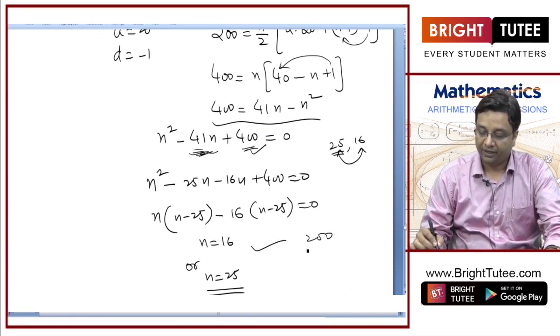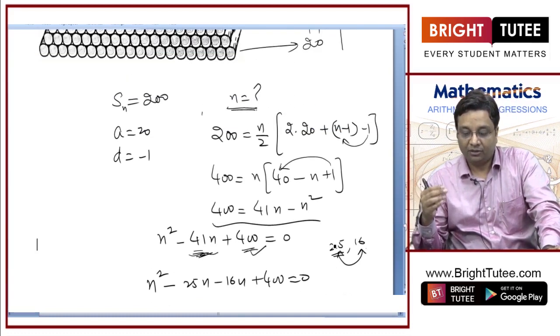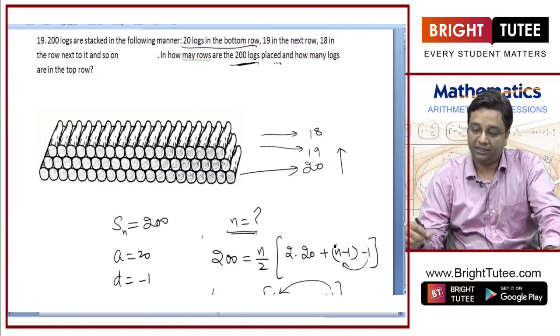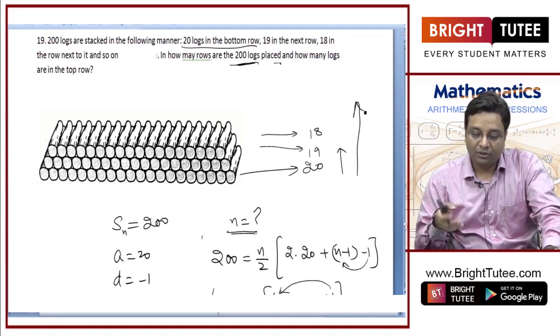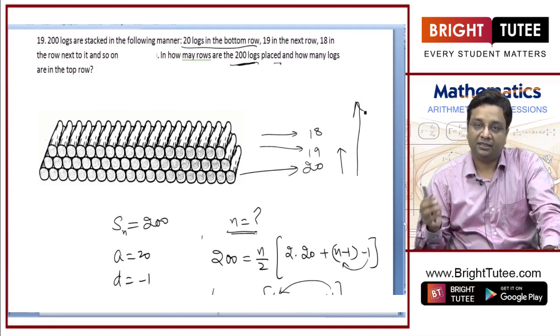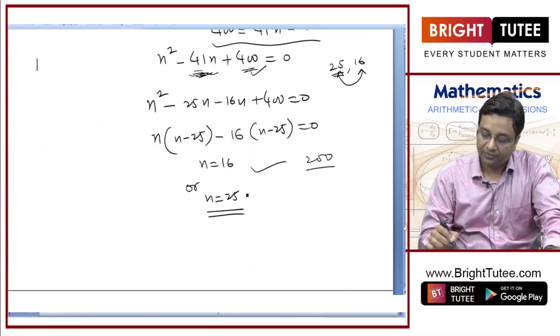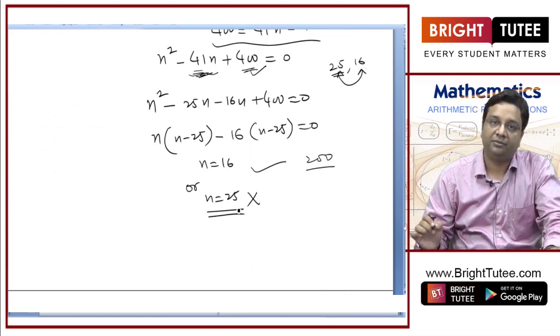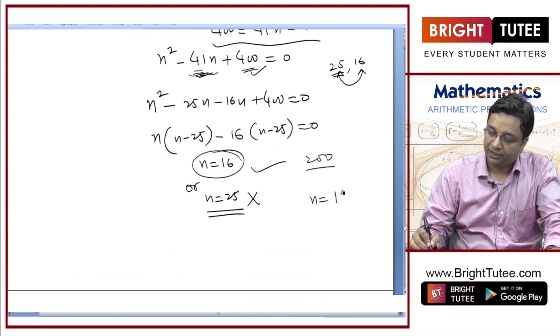This is okay. After the 16th row, it will start going into negative, because this is a reducing AP, right? But these are logs that are being placed here. There cannot be a negative number of logs, right? So this number is inadmissible here. So the final answer will be n equal to 16.